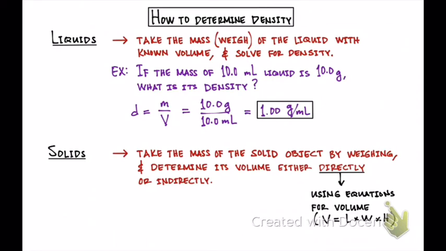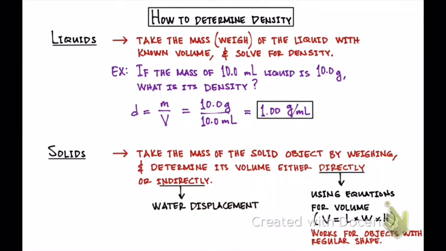Okay, so you can use equations for volume. For example, if you have a rectangular object, then you can use the equation for volume: length times width times height. So this only works for objects with regular shape. But what if you have irregular shaped objects? Well, you have to use an indirect method, and usually it's water displacement.